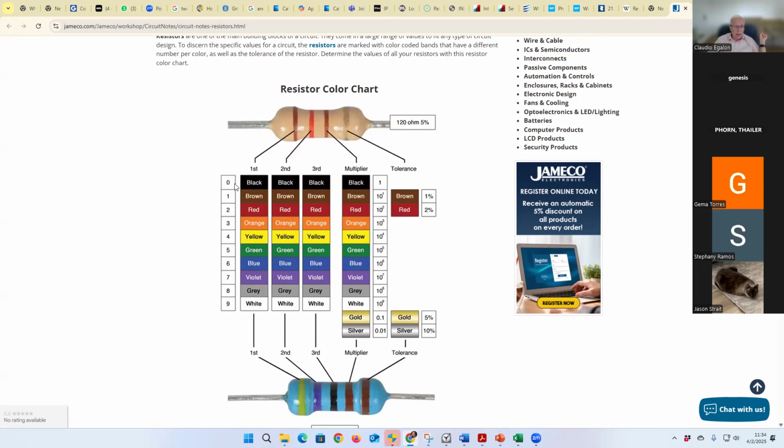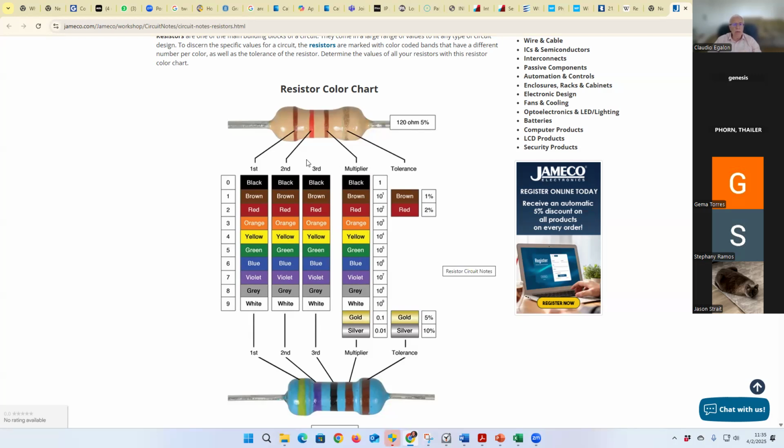And here are the numeric values for each color. Black is 0, brown is 1, red is 2, orange 3, and so on, right? For the multiplier, we have something similar. What is different is the tolerance. We have 1% for brown, 2% for red, 5% for gold, and 10% for silver. Okay.